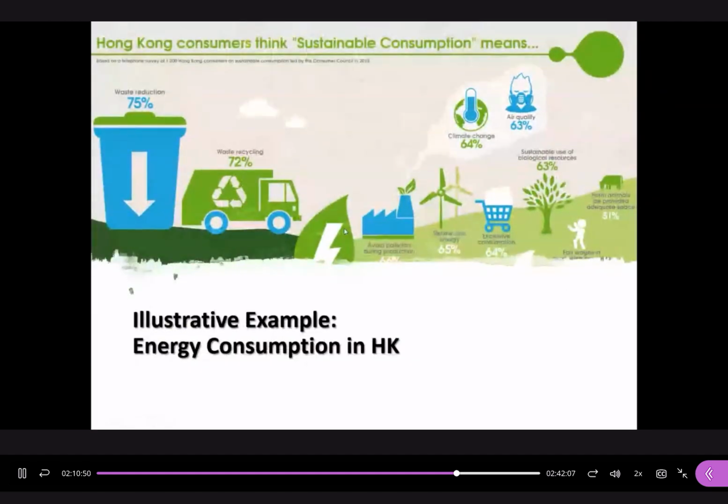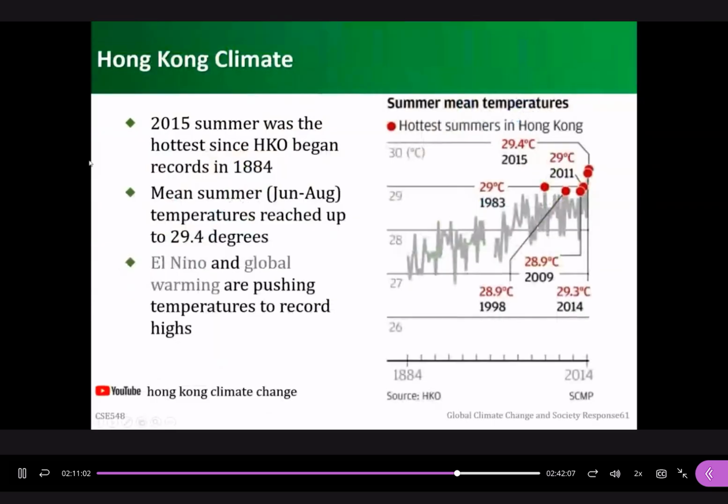So finally, we will take Hong Kong as an example to analyze the temperature increase and energy consumption. Here, this is 2015. Summer was the hottest since the record, but today we know the record was broken by last year. 2023 is the hottest year in the past. The mean summer temperature increased to 29.4, and El Nino and global warming are pushing temperatures to record highs. Last year we suffered from the El Nino phenomenon.